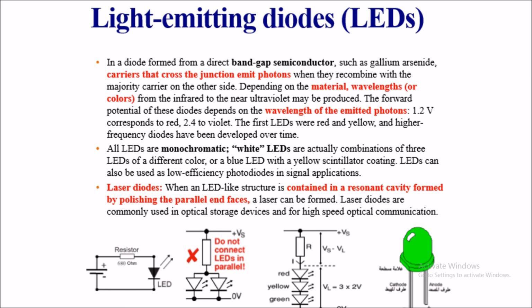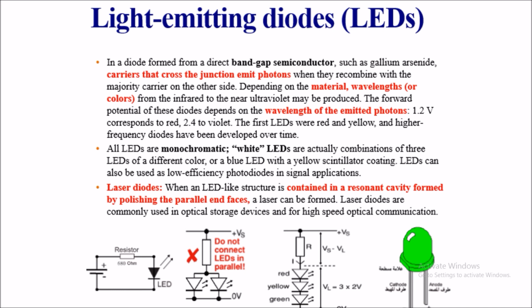Okay, LEDs can also be used as low efficiency photodiodes in signal applications. يعني ممكن استخدمه للاضاءة او للسيجنال ابلكيشن. كمان اقدر استخدمه في انتاج الليزر دايودز عشان انتج الضوء الليزر.